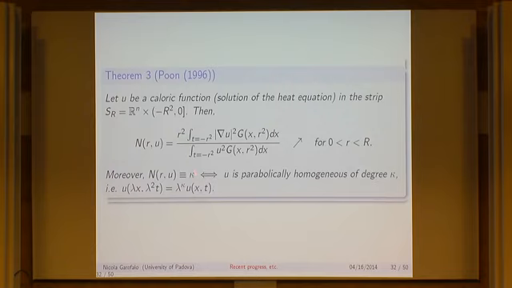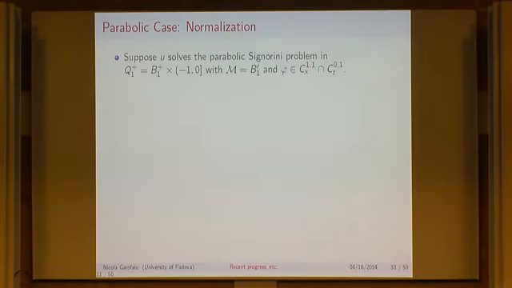Moreover, Poon observed that this quantity is equal to kappa if and only if u is parabolically homogeneous of degree kappa. When we deal with the heat equation, we have these non-isotropic dilations, which are the natural dilations of the heat equation.